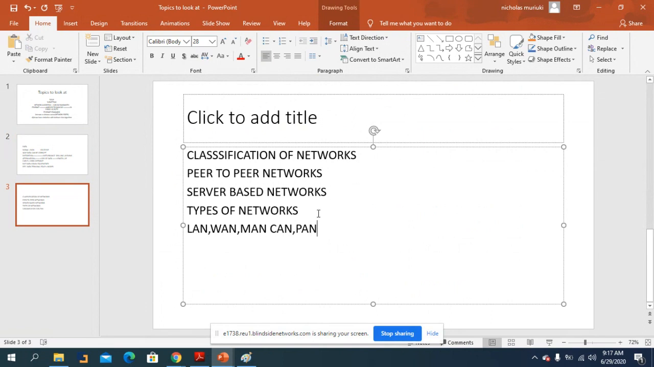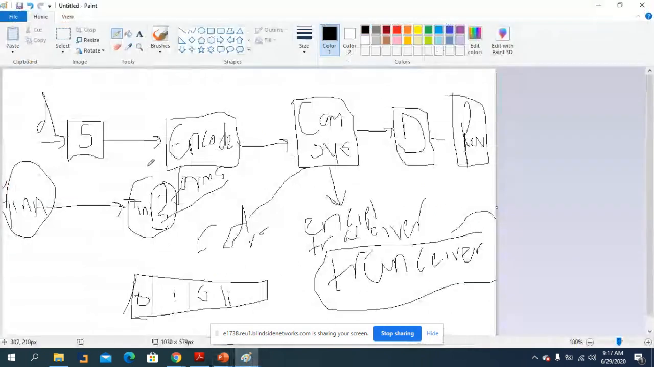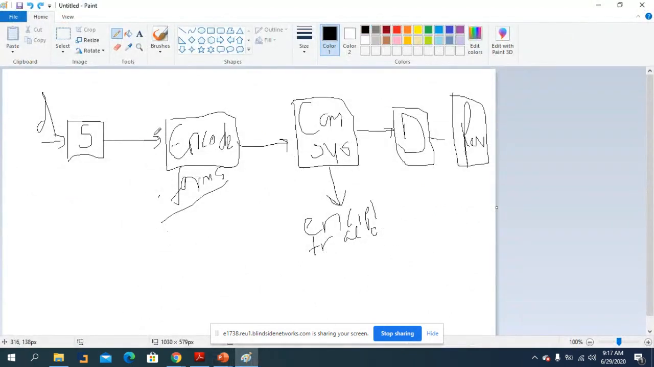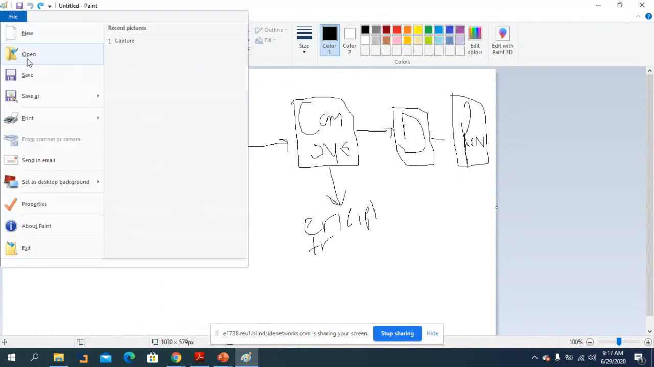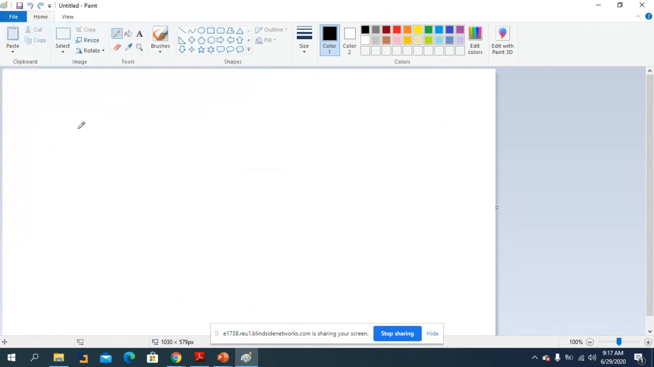And if you look at these two, peer-to-peer is when you are talking about a computer, or maybe the communication network that you are having, that is able to communicate from one point to another. So we are having point A communicating with point B.